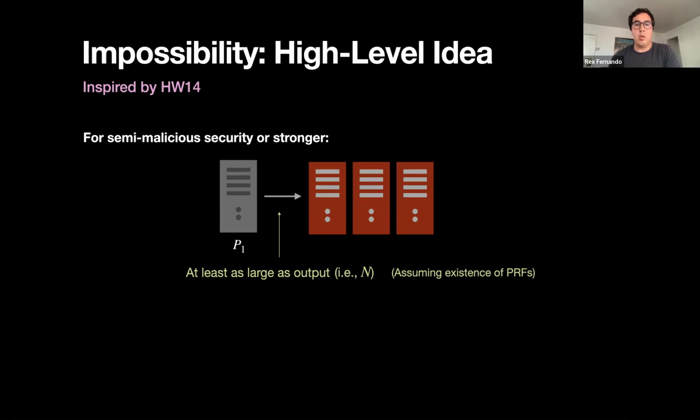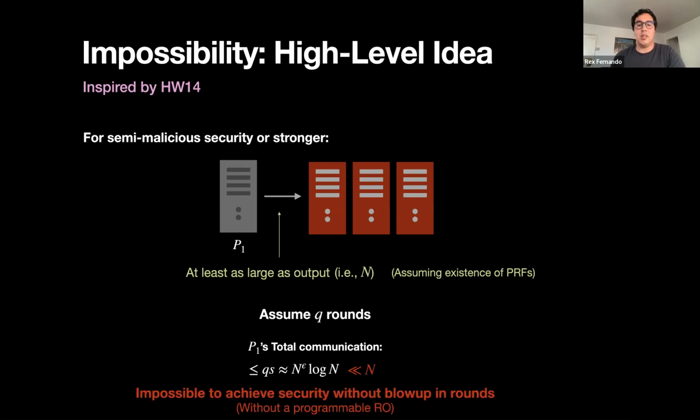Okay, so let's think about what this implies in the case of all but one corruptions. So now we assume that only party one is honest, and let's try to analyze this party's communication complexity. So let's assume that there are Q rounds, and by the constraints of the model, we know that party one's communication in each round is bounded above by its space S. And then it follows that the total communication across all rounds is Q times S, which again, by the limitations of the model, is much less than N. So this, of course, contradicts the lower bound on the communication, which I just described.